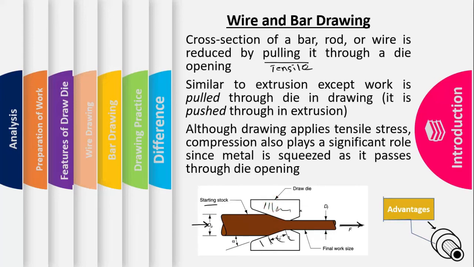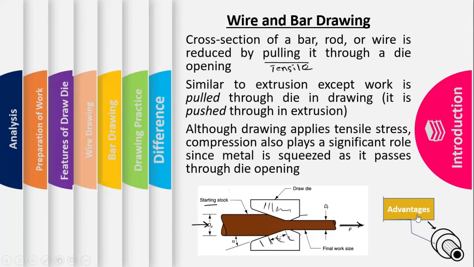As you know, in the extrusion process, we have a container that had some die cavity like this one. So in the drawing, we have directly die cavities. We have the final stock with some change in cross section, with some change in diameter here, and there are regions within the die cavity which we'll see in the next few slides. So let's move towards certain advantages and disadvantages.